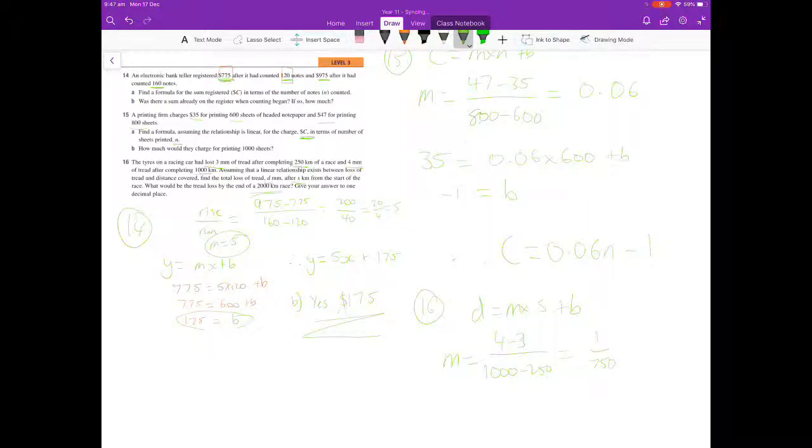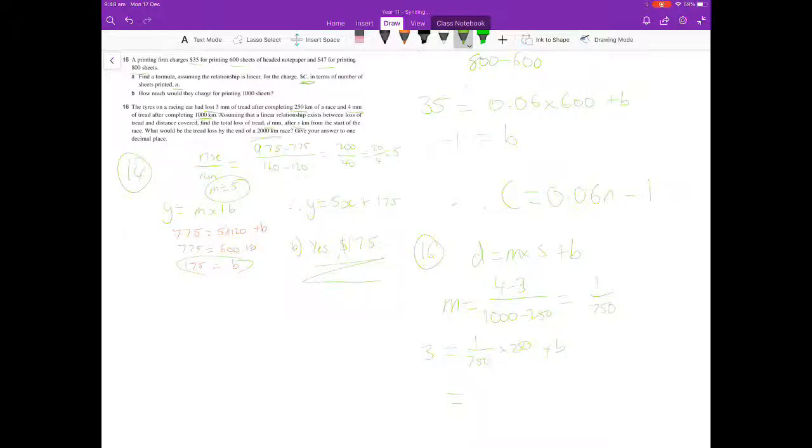1 over 750 is our gradient. Chuck in some values we've got. Our 3 millimeters equals 1 over 750 times 250 plus B. 250 over 750 is of course a third, so we have 3 equals a third plus B. We're going to minus that third from both sides, and we end up with 2 2/3 equals B.